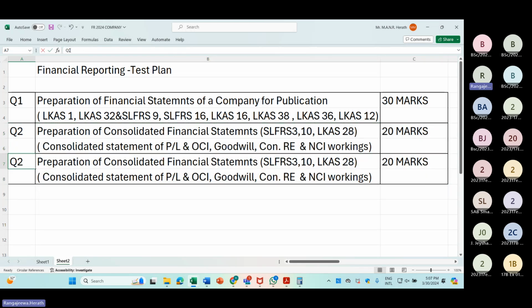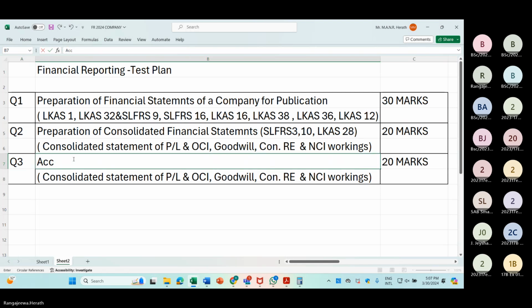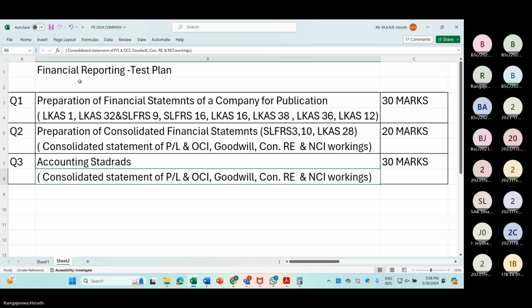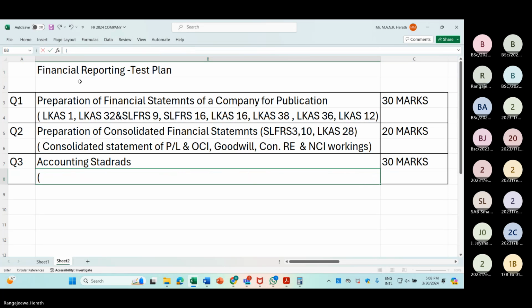Then the question number 3. Accounting standards. Separately 30 marks. Right. Standards, there we have LKS 32 and SLFRS 9, that is financial instrument.